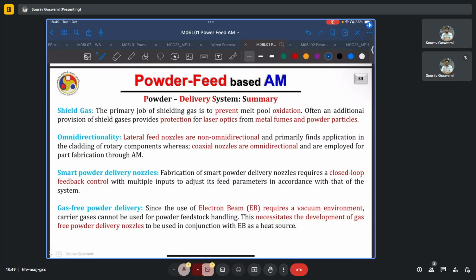Some concepts or prototypes of smart powder delivery nozzles have also been described, and they require closed-loop feedback control with multiple inputs to adjust the feed parameters in real time in accordance with those of the system. And especially for compatibility with electron beam based systems, which will require a vacuum environment, carrier gases may need to be avoided, and this necessitates the development of gas-free powder delivery nozzles.